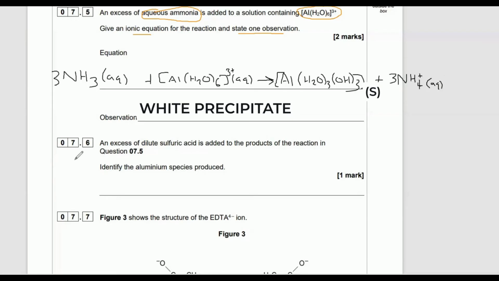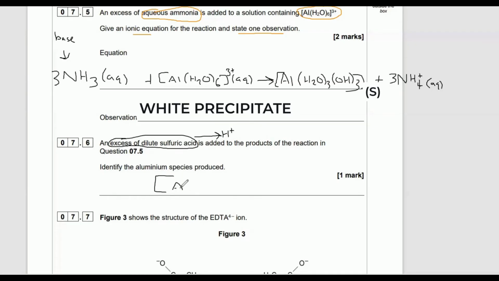7.6. What have we got? An excess of dilute sulfuric acid is added to the products of the reaction. Identify the aluminium species produced. So if we now add sulfuric acid back and we add it in excess, think about what we did up here. We added a base which removed and accepted hydrogen ions. Imagine we add hydrogen ions back to the solution. So we added a base, which was ammonia, to absorb hydrogen ions. Now we're adding hydrogen ions back. Guess what we're going to do?